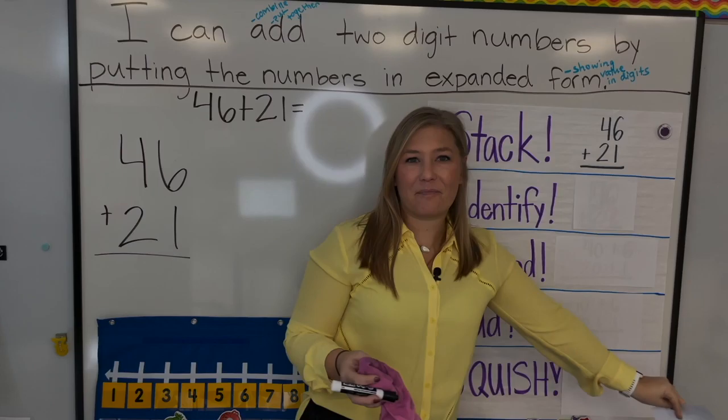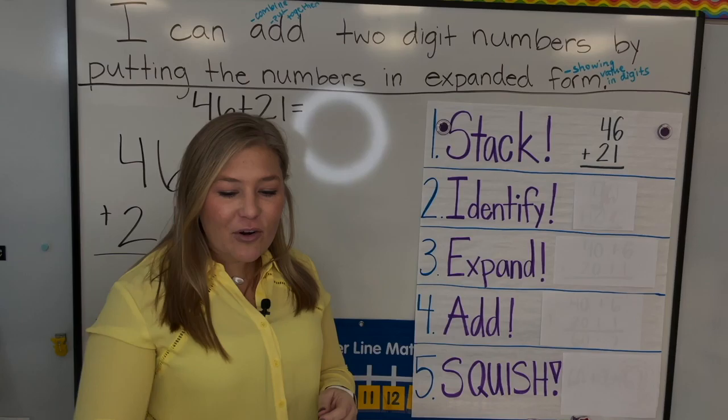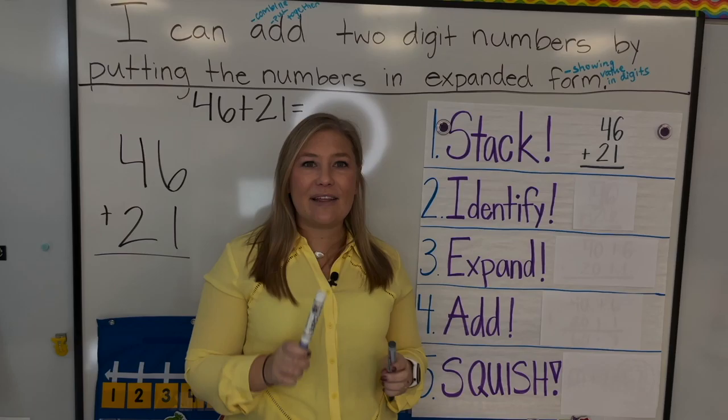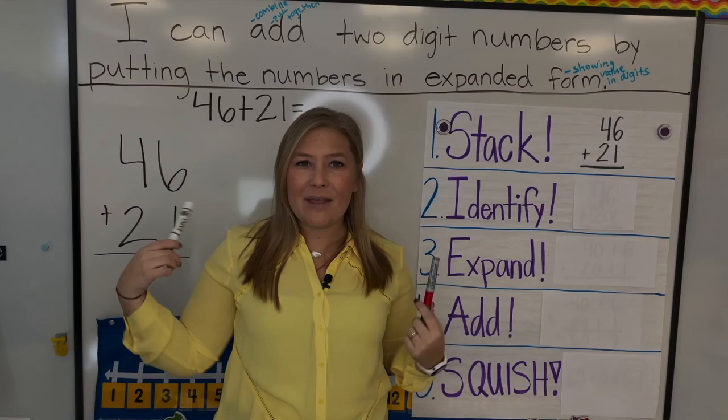Now let's go to step two. It says to identify. Well, for today, since that's our first time, I'm gonna put a blue square around our tens place and a red circle around our ones place. And that's gonna really help us with expanding and making sure all of our numbers are in the right place.